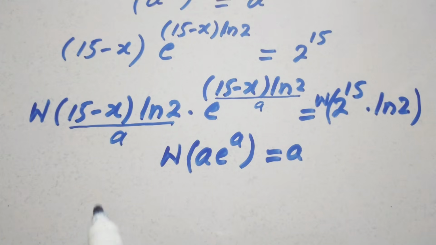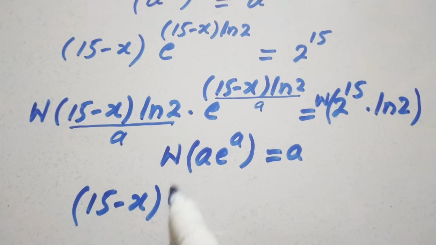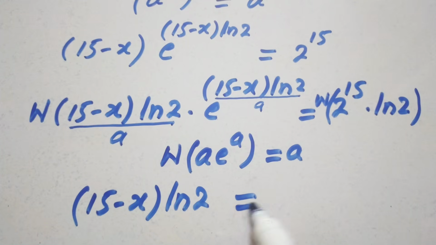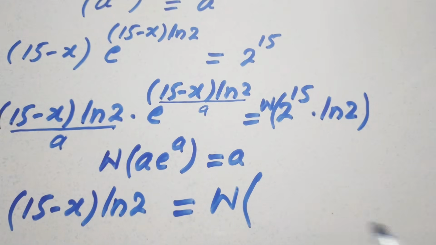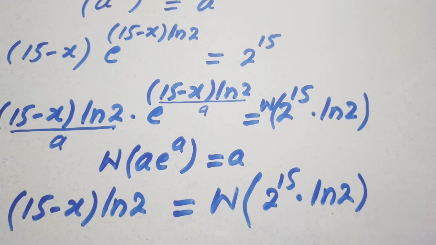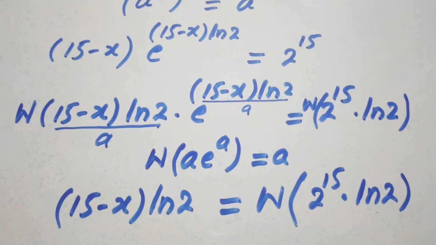So this will become 15 minus x into natural log of 2. This is equal to W of 2 power 15 multiplied by natural log of 2. Now by using the Lambert W function, which is W of a e power a is equal to a, by using this function we get this expression.